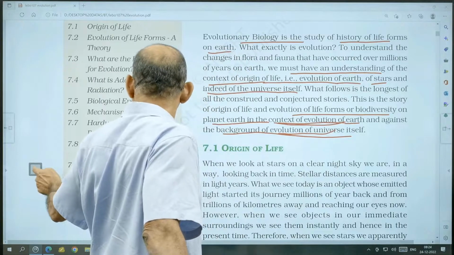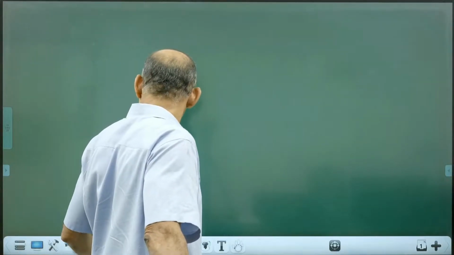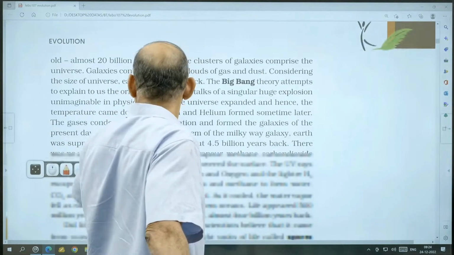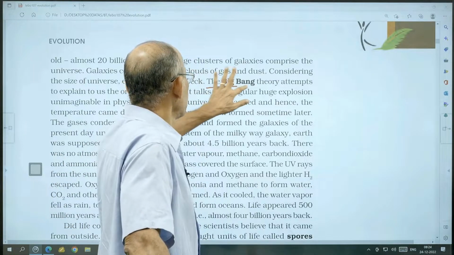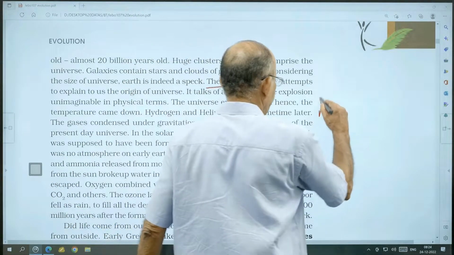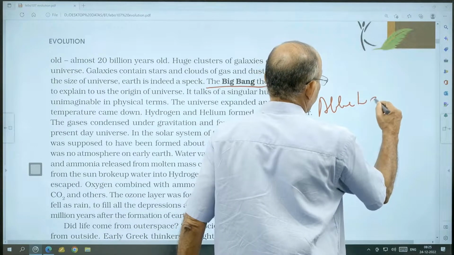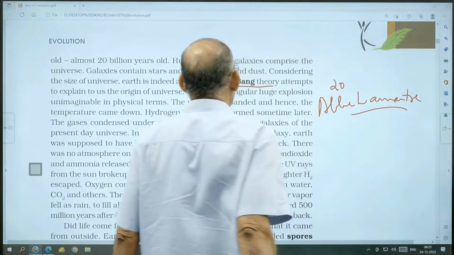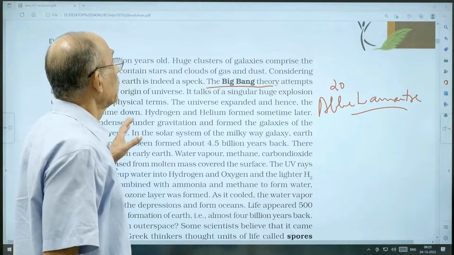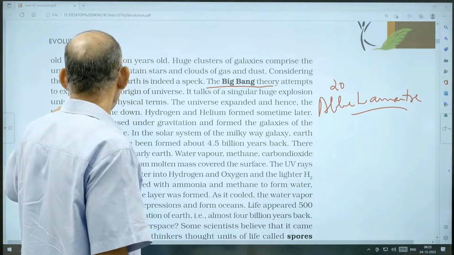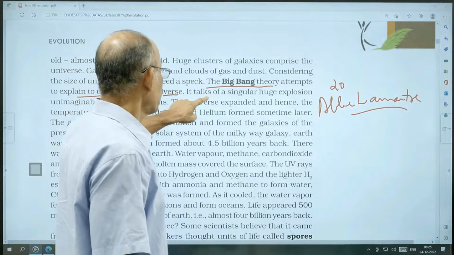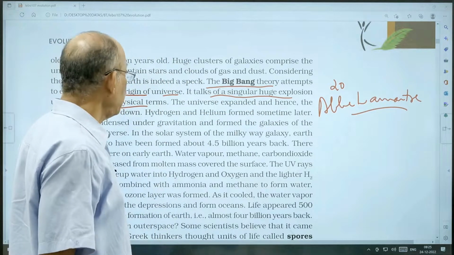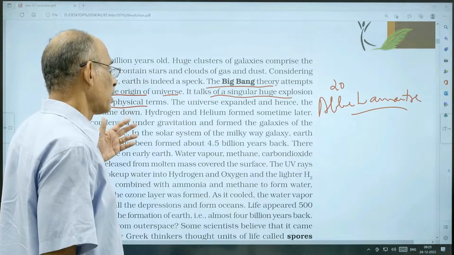Okay. Now, how did this universe originate? The universe originated by the Big Bang theory. This was proposed by Abbé Lemaître. About 20 billion years ago, a Big Bang occurred. To explain the origin of the universe, it talks of a single huge explosion, unimaginable in form. Then later on, galaxies were formed.